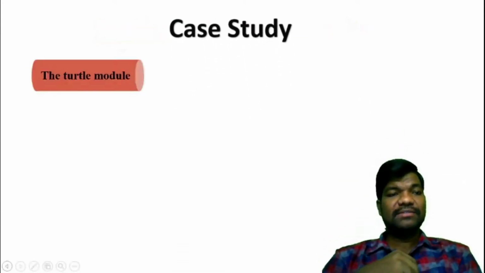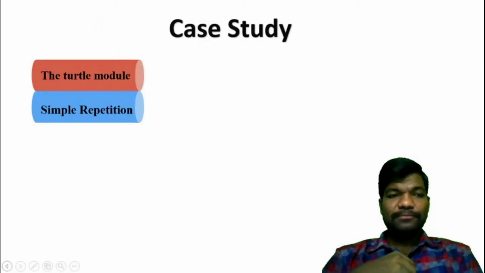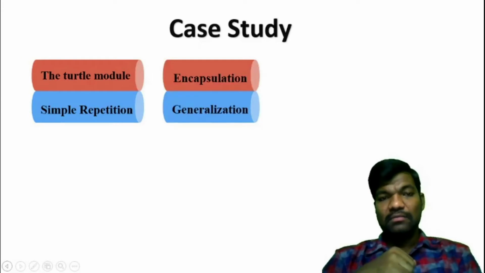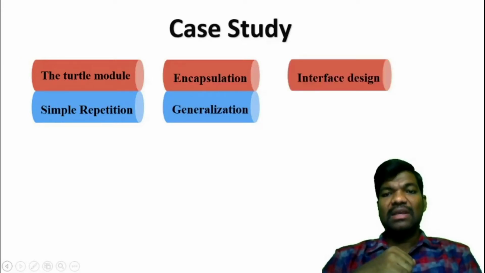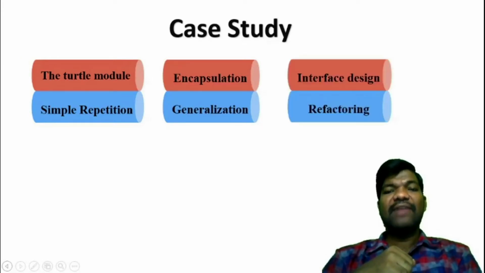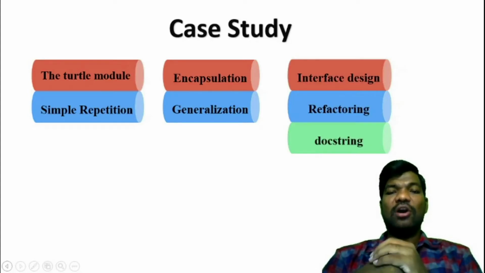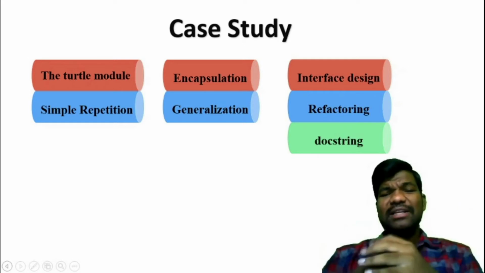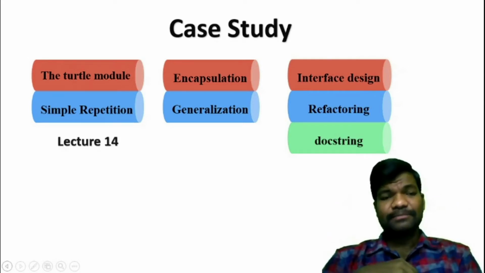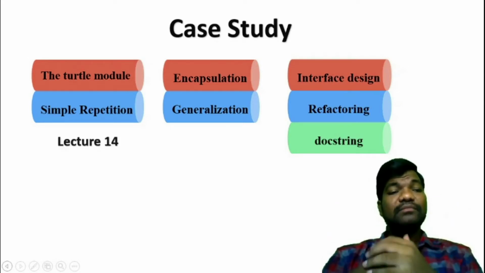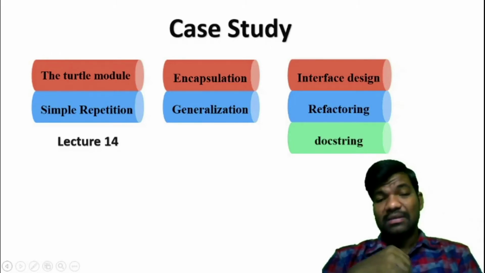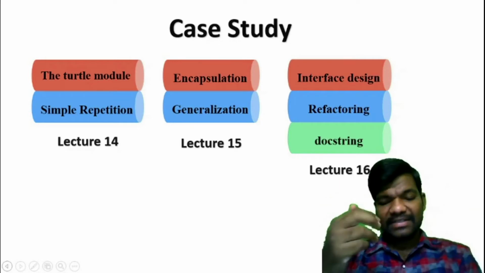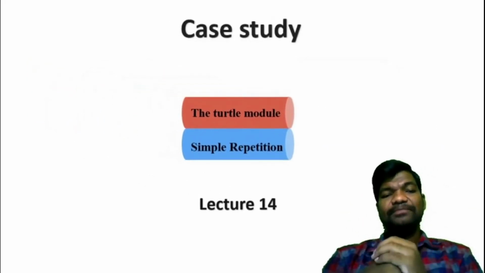Let's check the syllabus. The turtle module, simple repetition, encapsulation, generalization, interface design, refactoring, and finally docstring. These are the topics in this case study. Docstring is separate, we will discuss it later. In this lecture, we will learn 2 topics. In the coming 2 lectures, we will learn another 5 topics. Let's get into today's lecture.